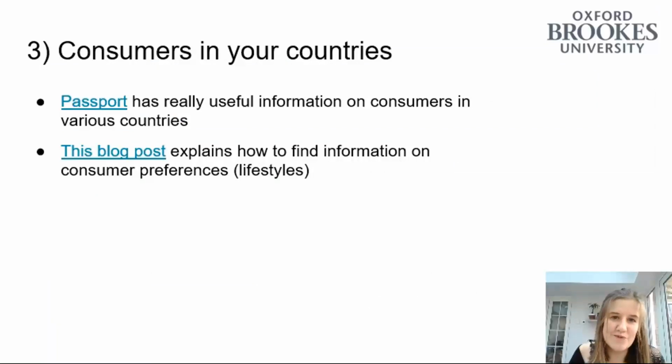Okay, so finally we'll look at consumer information. So Passport has some really useful information on consumers in various countries. There's a blog post that I wrote for last year's students that explains how to find information on consumer lifestyles or preferences in different countries. So for example, you can find out what percentage of people follow a vegetarian or vegan diet. So follow that blog post link to find out more about how to look at the consumer lifestyles data.